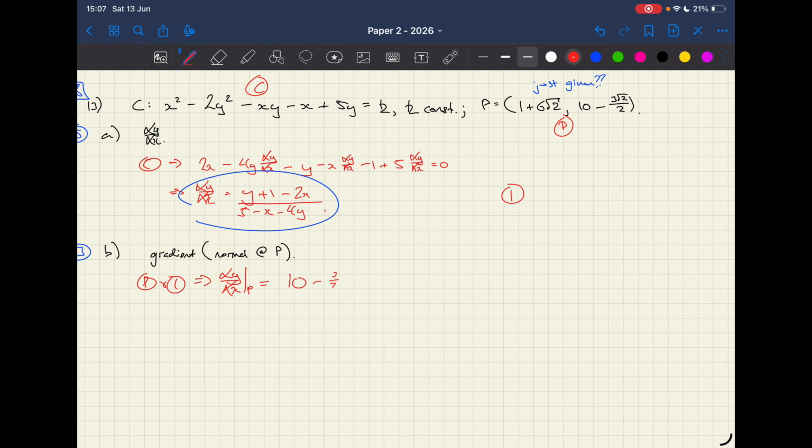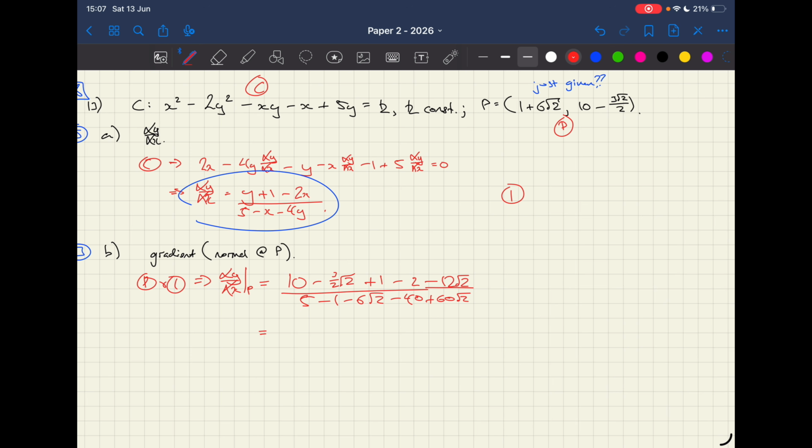So 3 on 2, root 2. And then we need to add 1, take away 2 times the x value. So 2, and then take away 12 root 2, all divided by 5 minus x. So minus 1 minus 6 root 2. Take away 4y. So take away 40 plus... times that by 40. We'll times it by 20, really. So it's like 60 root 2. I think that's all good. Like I said, I might have typed in some of these slightly wrong, but everything should be fine in terms of the method. Plug it in.